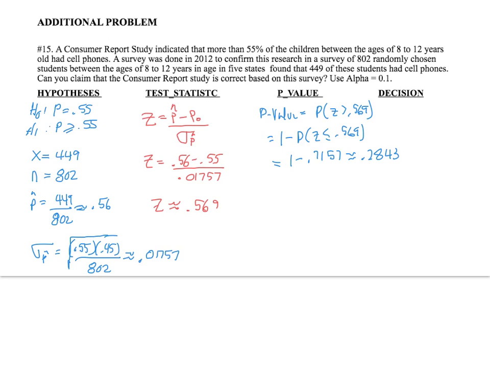I always like to show you by hand because you can always use your calculator, because you're going to use a 1-prop z-test for this on your calculator. So let's go to my decision, right? So since my p-value is greater than 0.01, I do not reject.